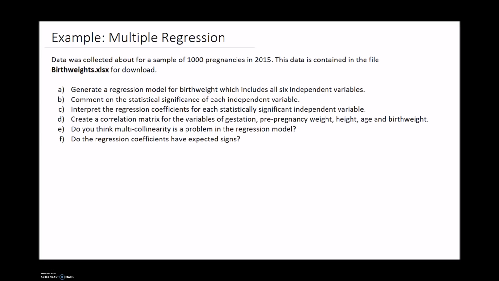Why we're going to look at multiple regression as opposed to a simple regression is basically that we're going to have more than one independent variable with which we can make a prediction of our dependent variable. And what we're going to be looking at here is birth weight, which is the first part of this question. So generating that regression model for birth weight, we're going to use 6 independent variables. So let's do this as a first step.